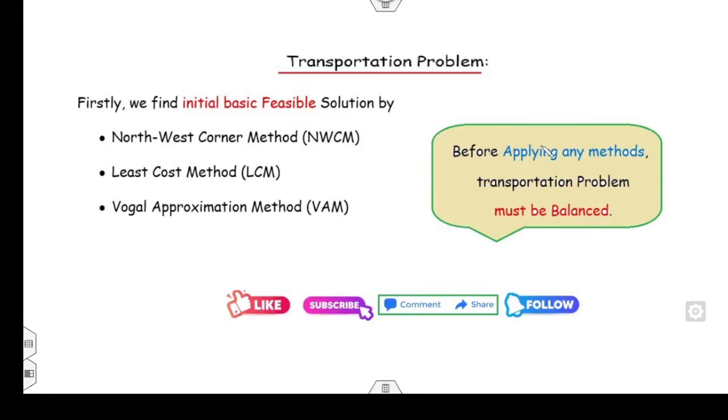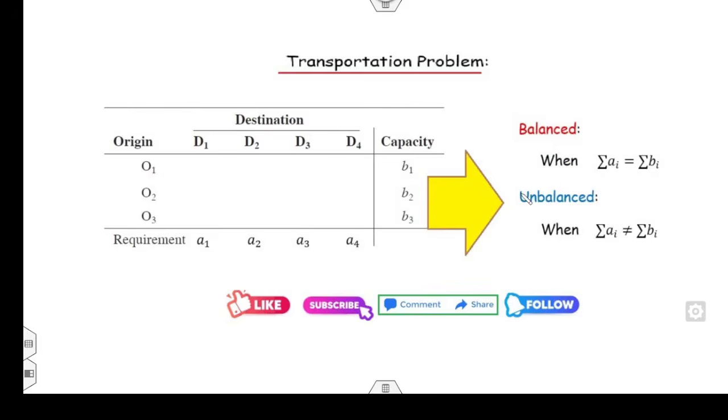Whenever you want to apply the northwest corner, least cost or Vogel approximation method, your transportation problem must be a balanced one. What is the meaning of balanced? If you have the capacities, the total of the Bi's must be equal to the total of the requirements. Whenever the requirement and the total capacity are the same, then we can say it's a balanced transportation problem. Otherwise, we call it an unbalanced transportation problem.